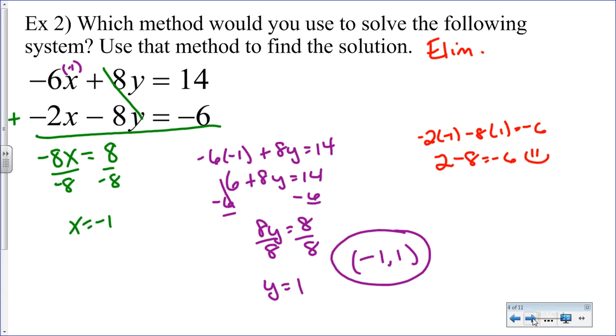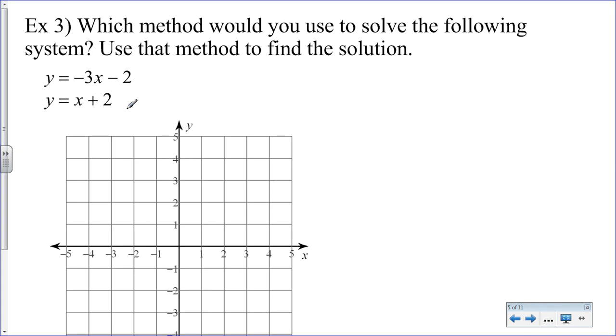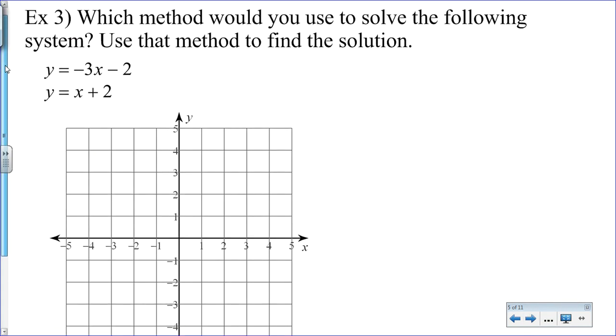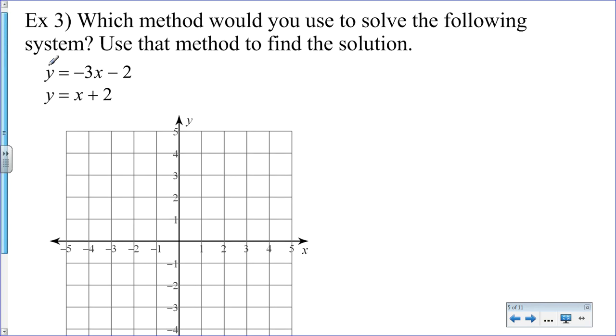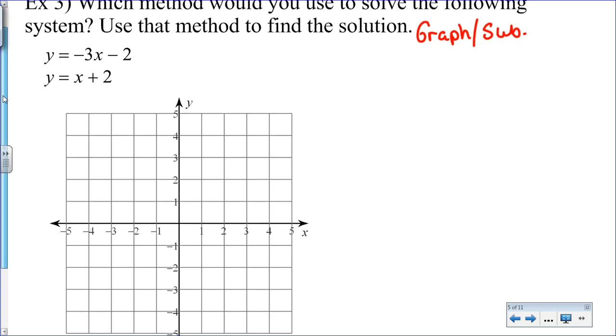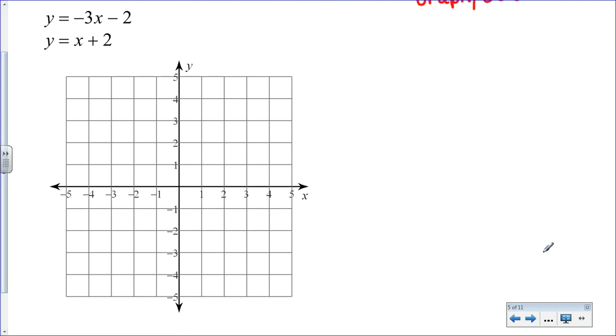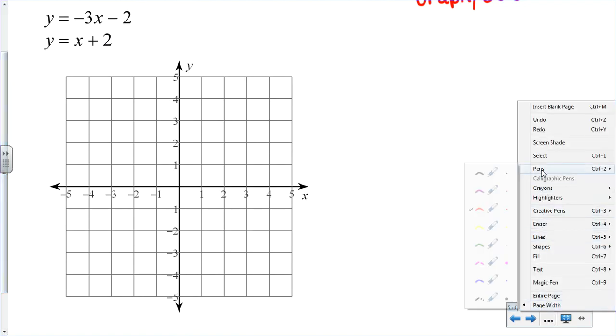Let's do one more together. We have a system here where both equations are already solved for y. We could do this the way we did the first one, and we could use substitution if we wanted. I just want to show you one where we're graphing just so you can see. So you could choose either method. Most of you will probably substitute. But I'm going to go ahead and graph these using slope-intercept form since they're both y equals.